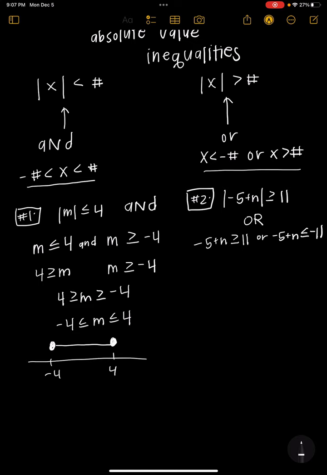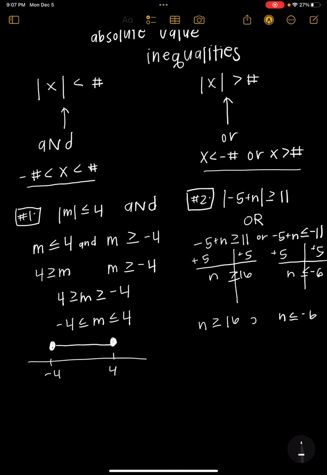So now I can solve both of those equations by adding 5 to each side. I would get n and then 16, and then n is greater than or equal to 16. I'm going to add 5 to each side here, get n right there, less than or equal to negative 6. So I have n is greater than or equal to 16, and then n is less than or equal to negative 6. I have an "or" in between them because it is an "or" inequality.